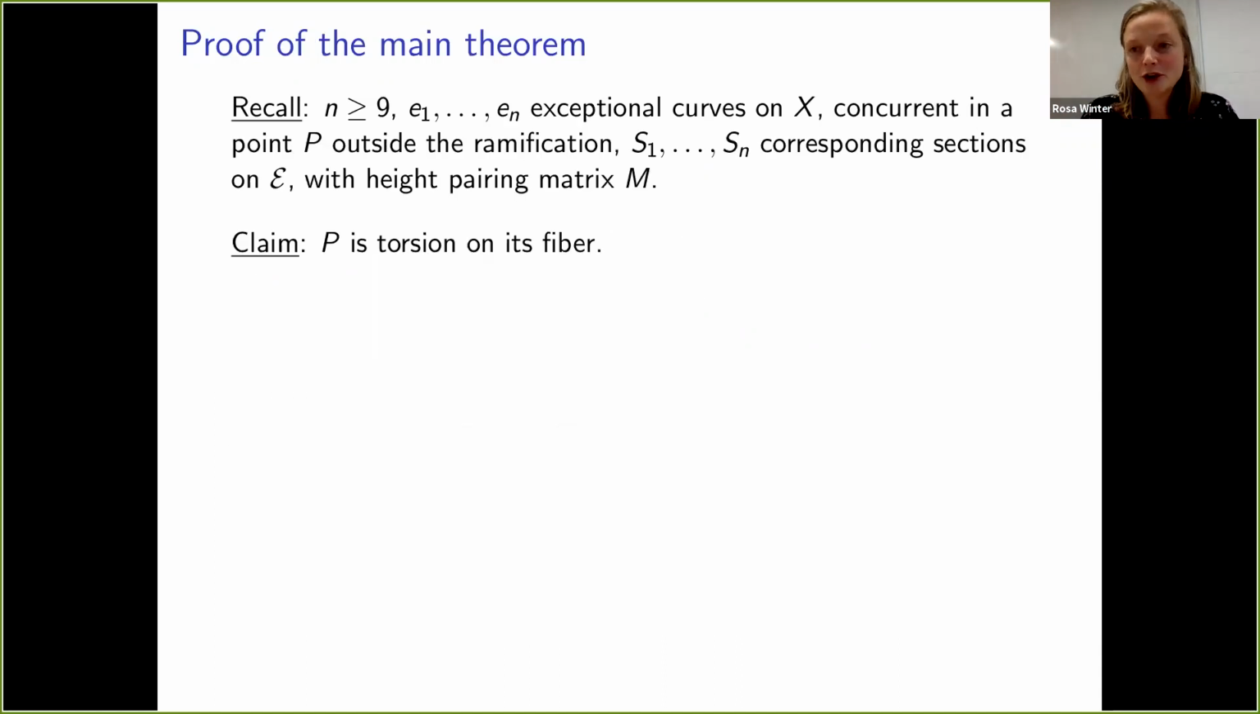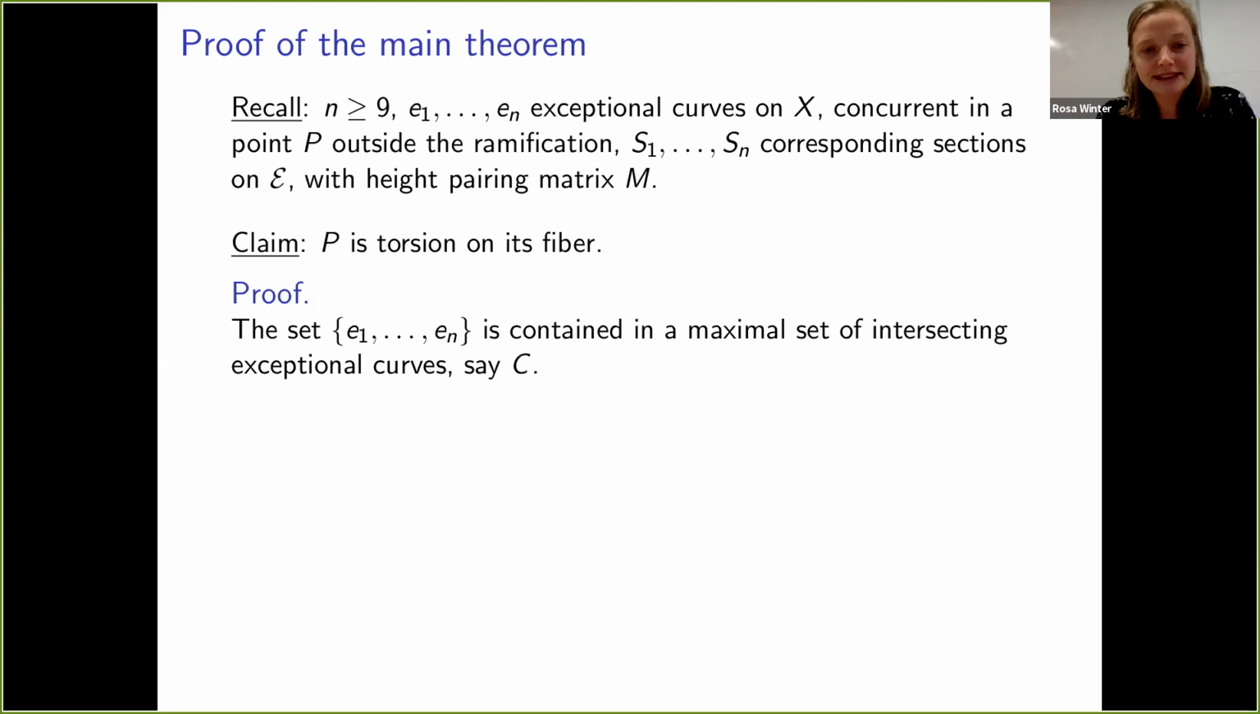Okay, so now knowing all this, we can prove it. So recall we took n at least 9, and we took n exceptional curves on the Enriques surface that all went through a point outside the ramification locus of the double cover of the cone. And we took S1 to Sn the corresponding sections on the elliptic surface with the height pairing matrix M. And then we claim that this implies that the point P is torsion on its fiber on the elliptic surface. Okay, well, how do we prove this?